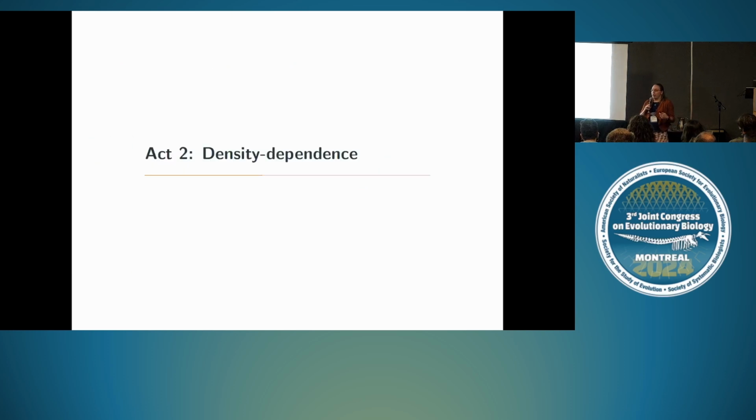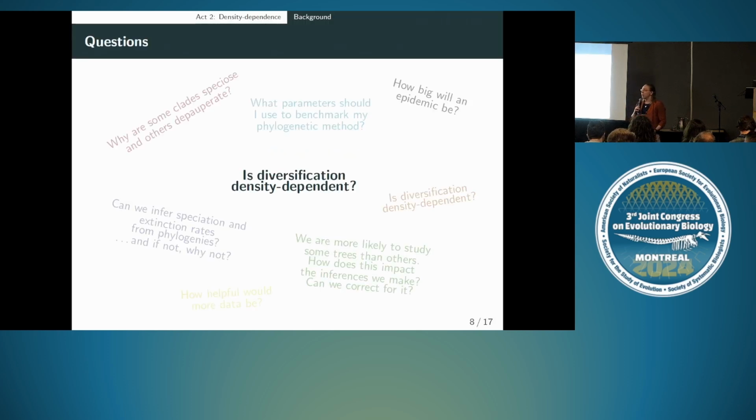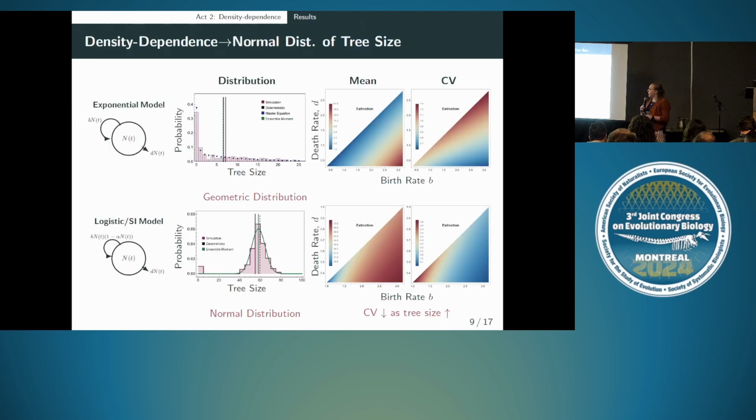Now what am I going to do with that tree size? So going back to those questions that I posed at the beginning of this talk, let's visit one of them, which is, does tree size tell us about whether or not speciation and extinction are density dependent? So in order to answer this question, we're going to contrast 2 different models. We're going to contrast an exponential model of diversification. So this is your classic birth-death model to a model with logistic diversification. So speciation slows down as you get more and more species.